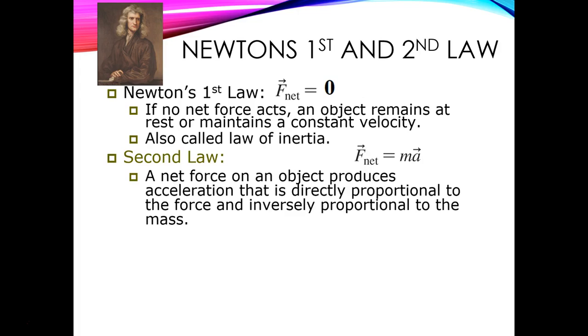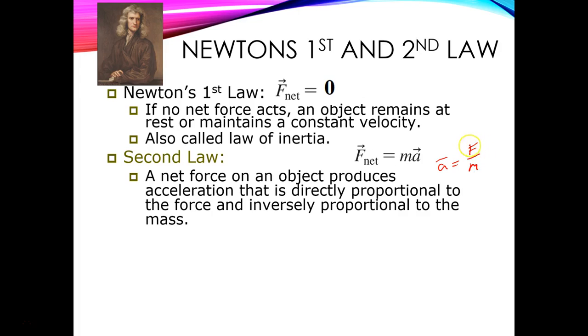Newton's second law of motion is that F net is equal to ma. All that says is that a net force on an object produces an acceleration that is directly proportional to the force and inversely proportional to the mass. Pretty cool. And the way that it's phrased is more so like acceleration is equal to F over m.